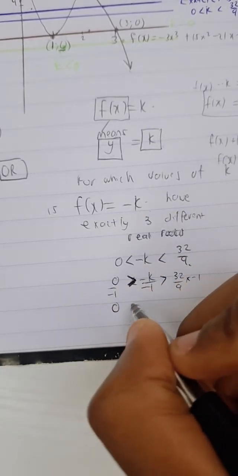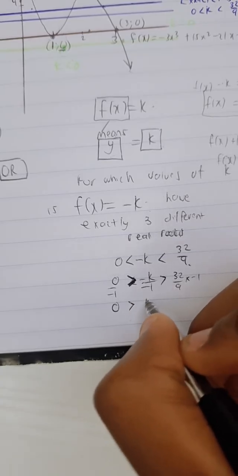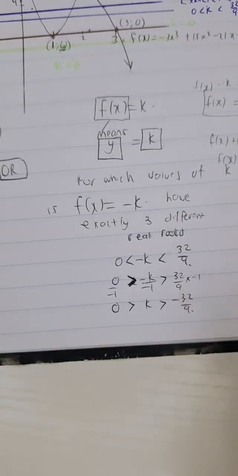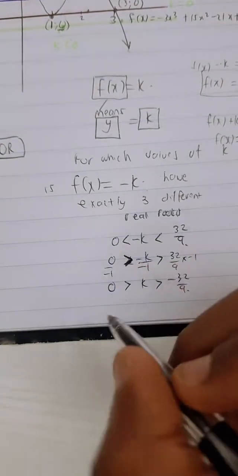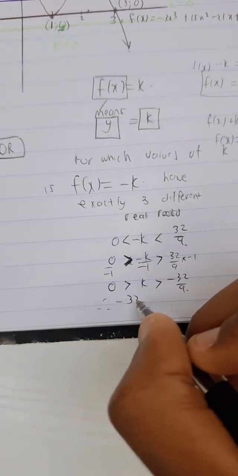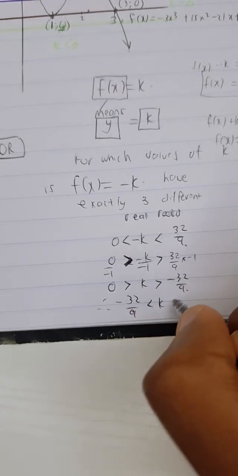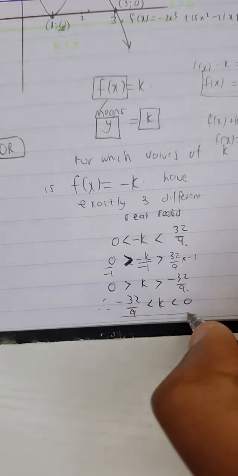You get 0, k, -32/9. That is basically your answer. So basically rewritten, you can then say 32/9. That is basically what you would do.